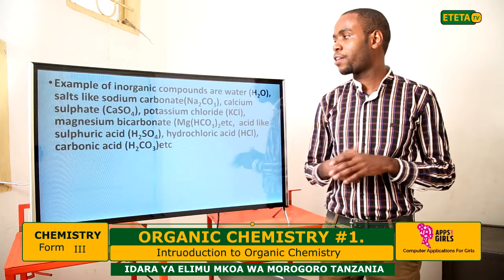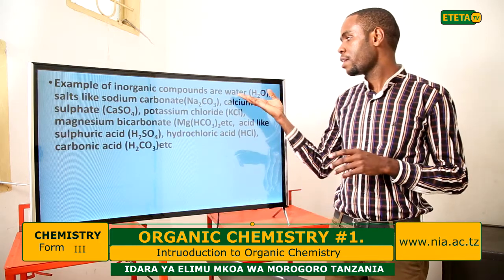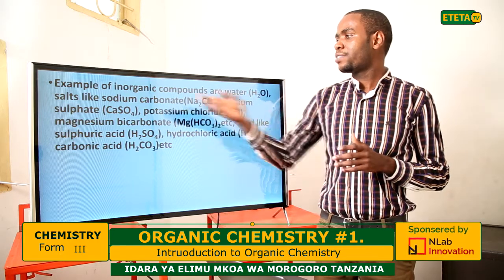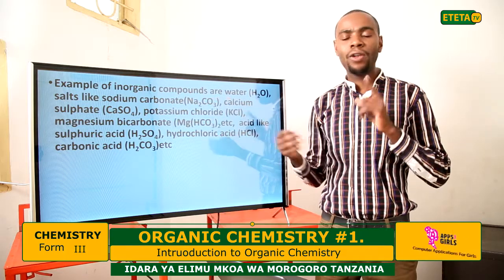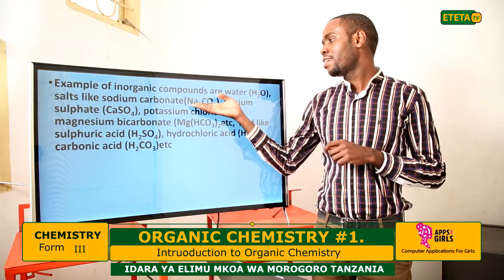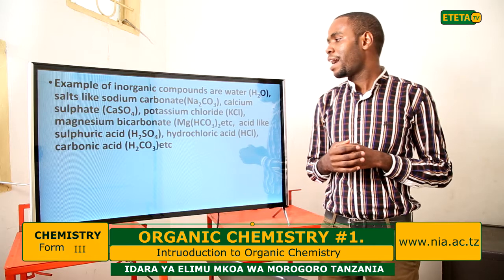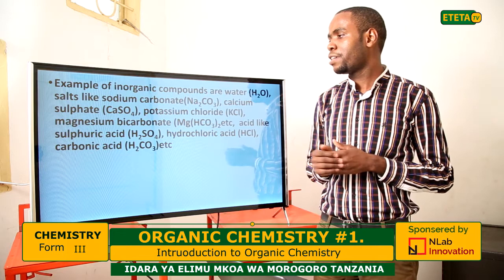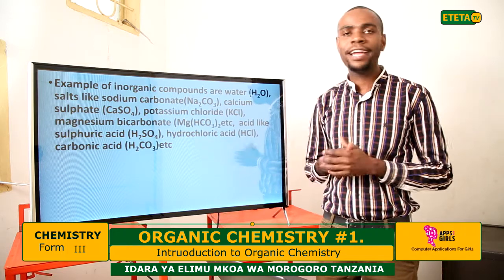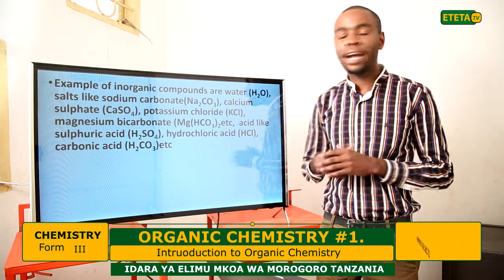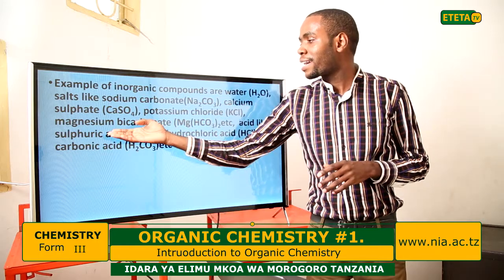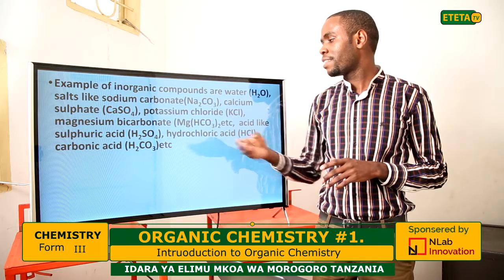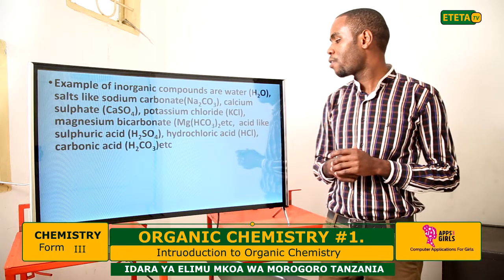Examples of inorganic compounds include the following: water. The water does not contain carbon atom. Salt like sodium carbonate. Sodium carbonate contains only one carbon atom, but it is inorganic compound. Another example is calcium sulfate. This does not contain carbon atom, it is inorganic compound. Another is potassium chloride. Also, this does not contain carbon atom. Another is magnesium bicarbonate. This contains carbon atom, but it is inorganic compound.